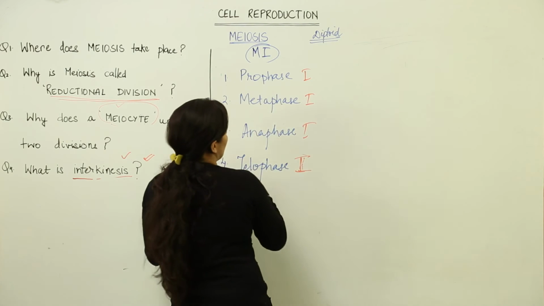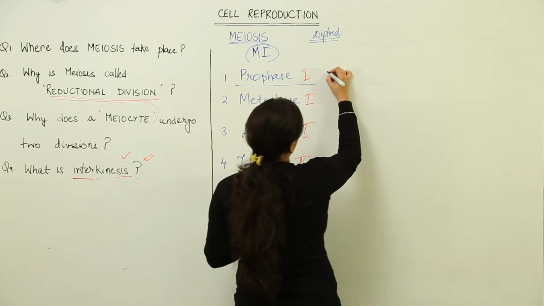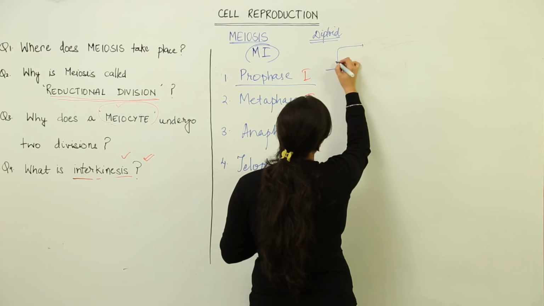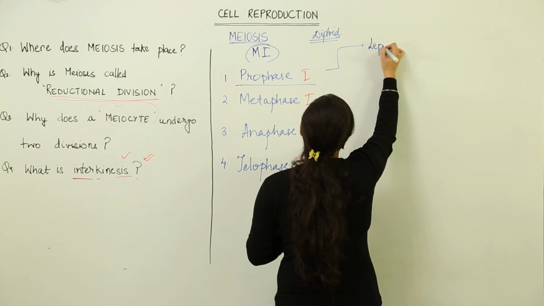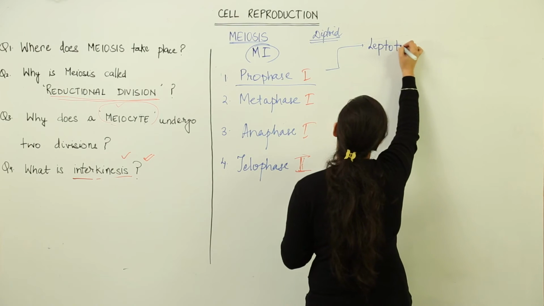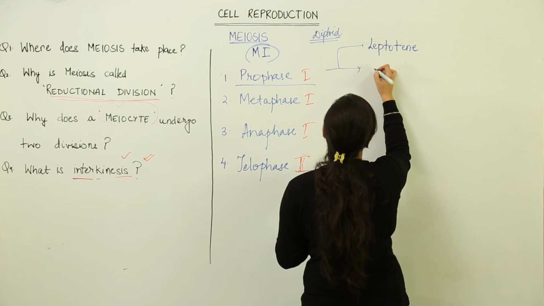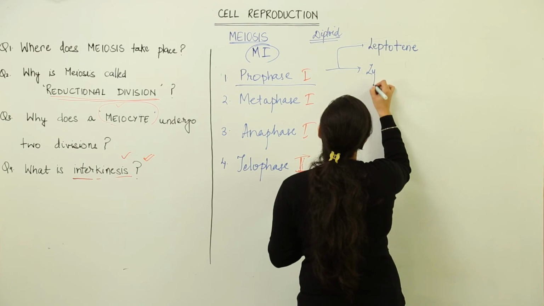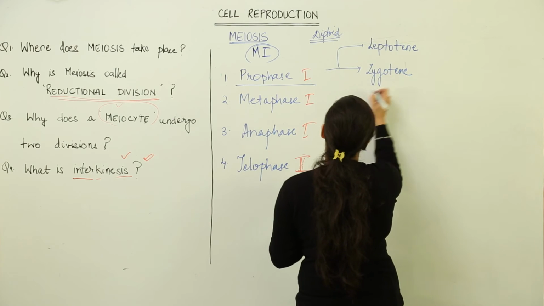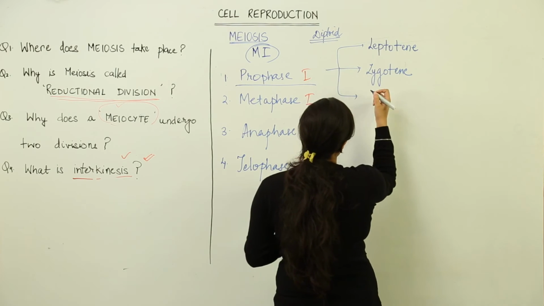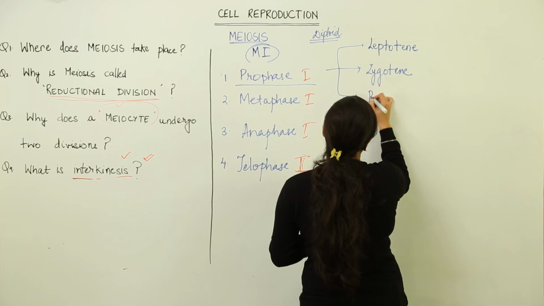Now let us see how this prophase takes place. This prophase itself being a stage has further 5 stages. First being leptotene. I know these names are difficult to remember, but you will have to cram them by heart, followed by zygotene. When this zygotene is completed, there would be another stage that would be known as pachytene.